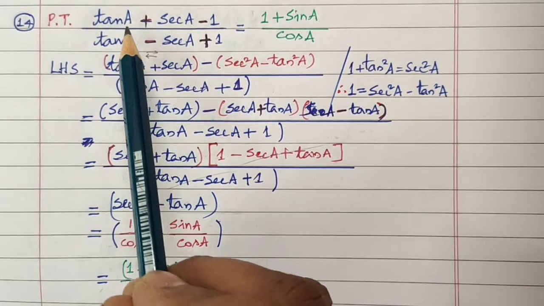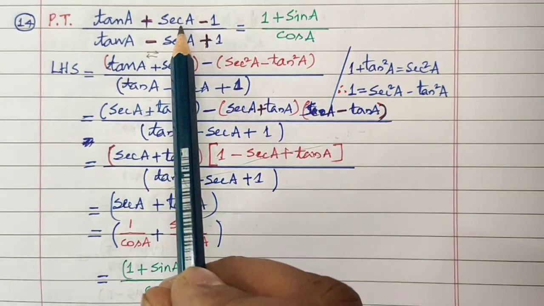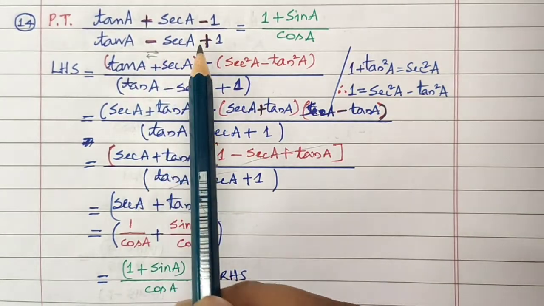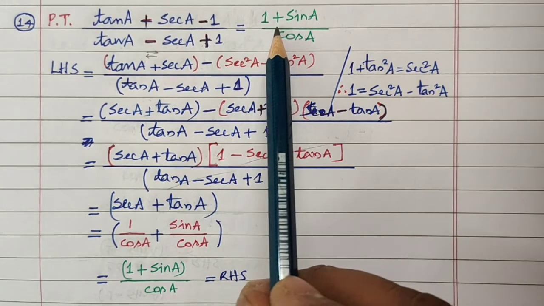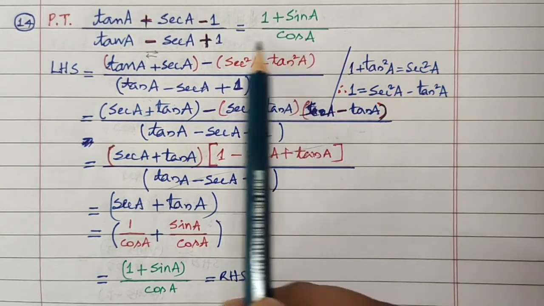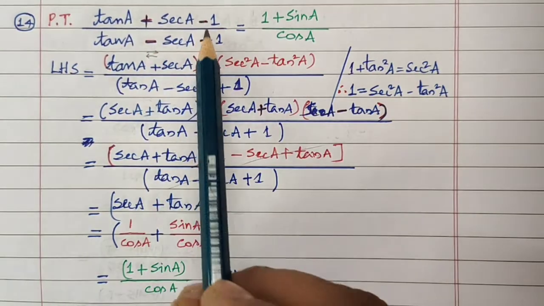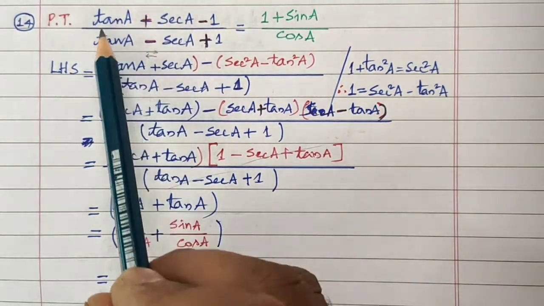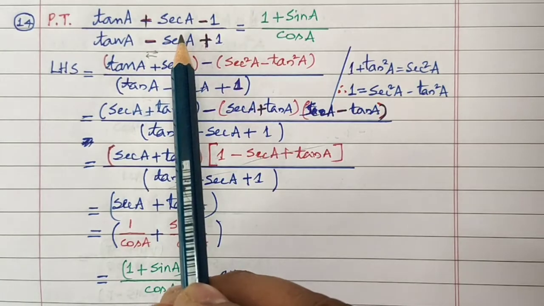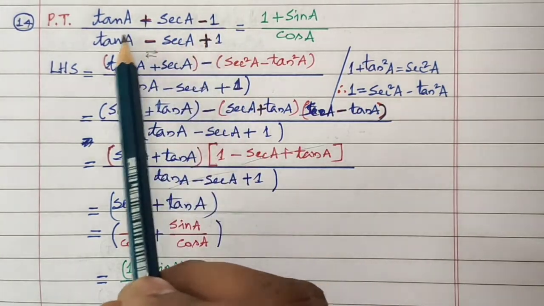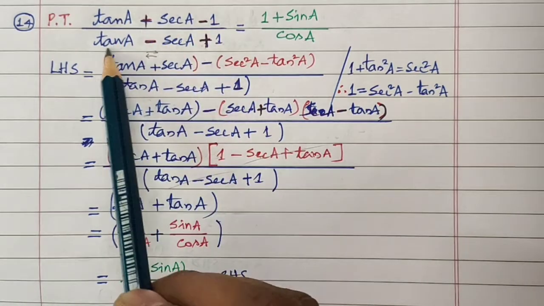Prove that (tan A plus secant A minus 1) divided by (tan A minus secant A plus 1) is equal to (1 plus sin A) divided by cos A. So both numerator and denominator look the same except for the change in the signs here. So we cannot do anything with these. We can always see that something can be done on the 1. So keep the denominator without changing anything.